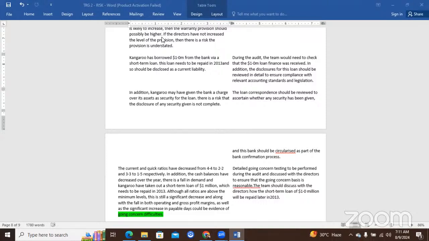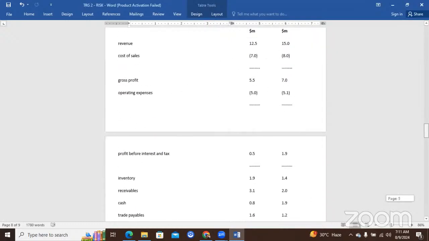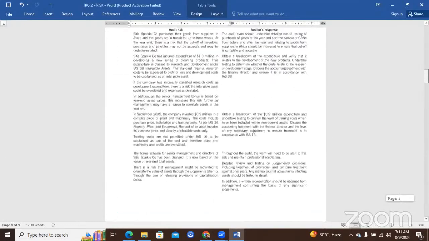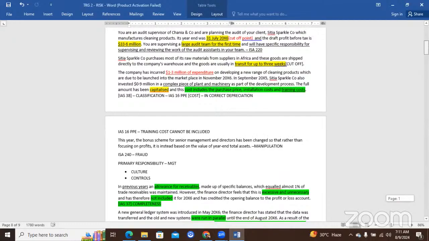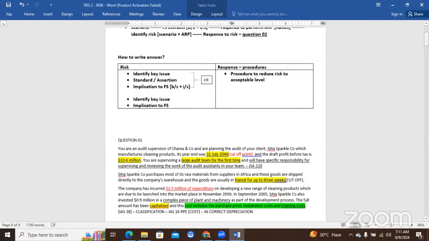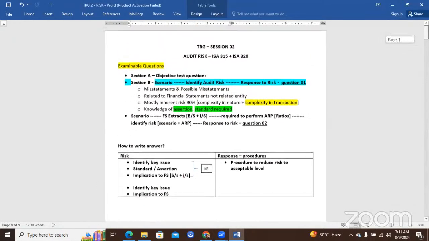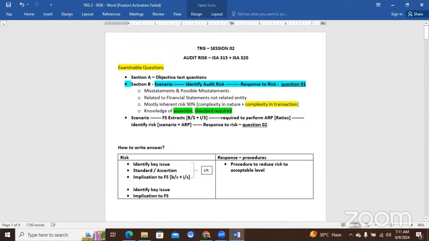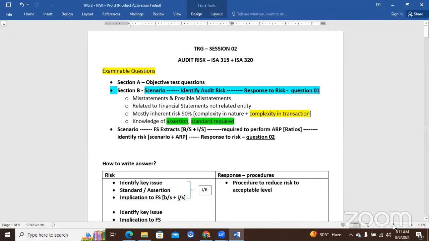So that's all related to the audit risk portions. Again, I'm telling you, please go through the examinable questions we discussed, go through the question structure, and be prepared for your exam. From today onwards, you need to practice questions as much as possible. All these questions you should practice.